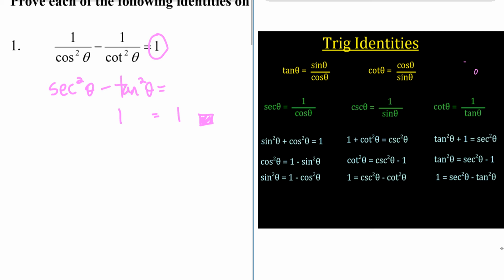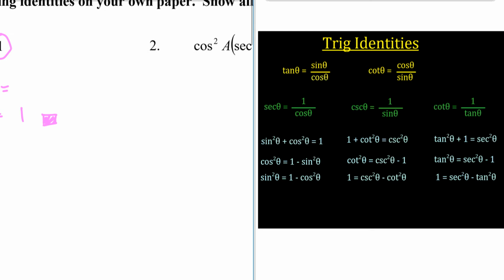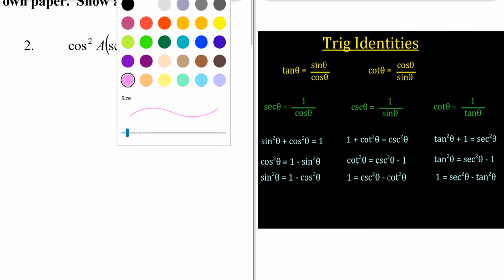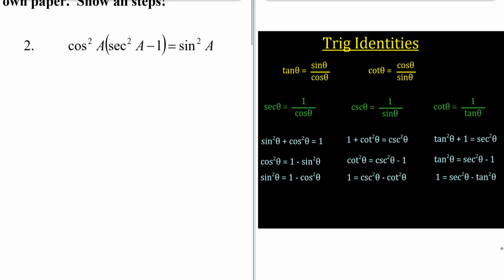Probably could have left that for later in case we needed it. But number 1's in the books. All right, so let's slide over to number 2 and see what this one says. This one says cosine squared of A times secant squared A minus 1 equals sine squared A. So this is screaming distribute me. I don't know if you guys see that or not. I want to switch up from pink. Let's do blue here. So this is really saying, hey, distribute me in.